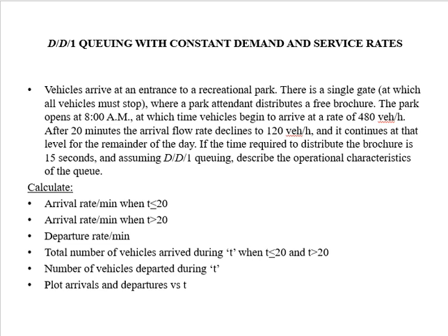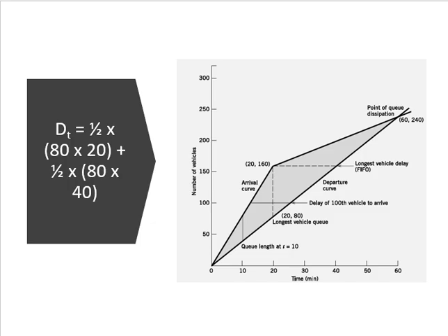If you want to calculate how many vehicles arrive before 20 minutes, this is 480 per hour. You calculate it per minute and multiply by time. This is the number of vehicles you have. Then you have 4 vehicles per minute departure. If you want to calculate how many vehicles leave in 5 minutes, 4 multiplied by 5. So this was a simpler equation where you just multiply the rate with time and you get the number of vehicles. Then we plotted it.